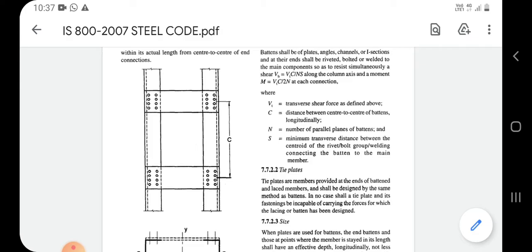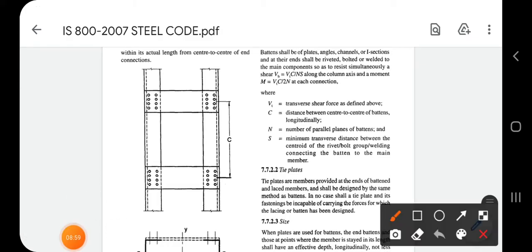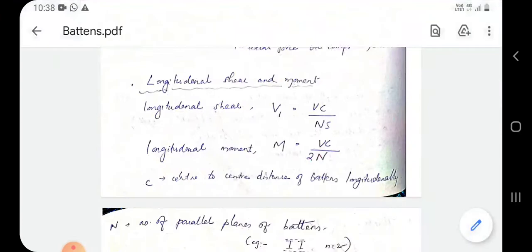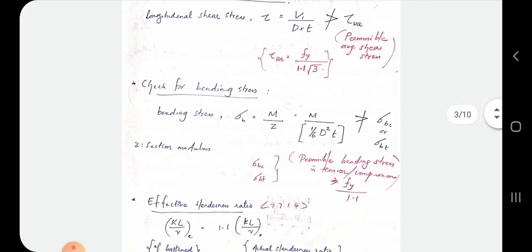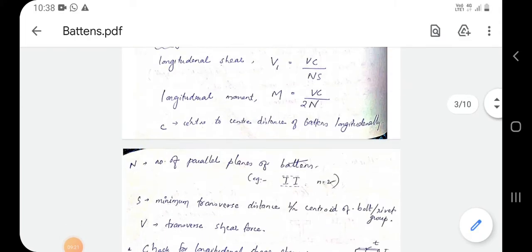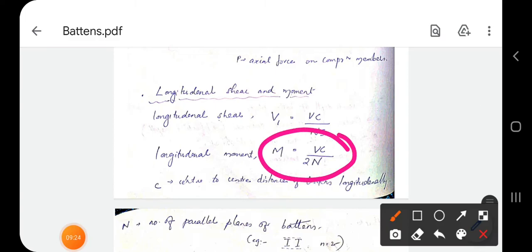And S is the minimum transverse distance between the centroid of the rivet and bolt group. Suppose this is the centroid of the rivet and bolt group, and this is S. Likewise we can find the longitudinal bending moment also, which is given by Vc into 2n, where V is the transverse shear, C is the spacing of battens, N is the number of planes.